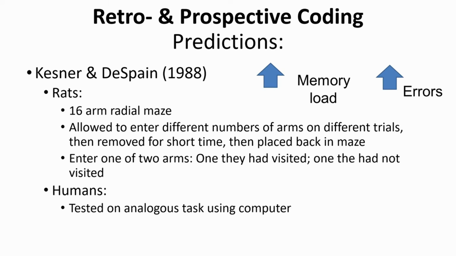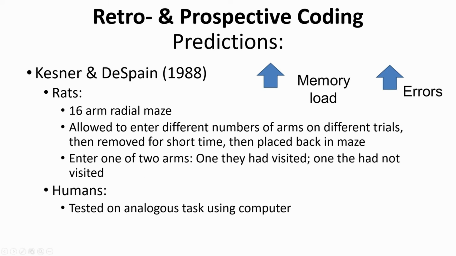So multiple rats with multiple trials, and each time they'd be allowed to enter a different number of arms so that we can see how their performance varied, how their errors varied after they had experience with only a couple of arms or a lot of arms from our graph.